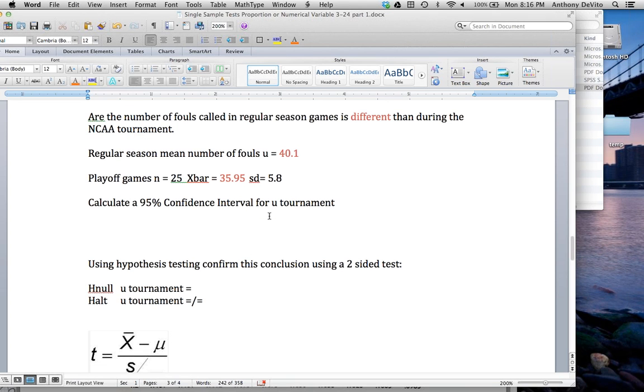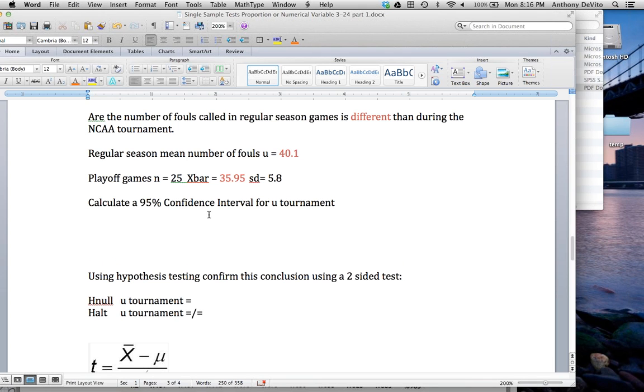Okay, so now I'm going to calculate my 95% confidence interval. How do I calculate my 95% confidence interval? First, I got to calculate my standard error. My standard error is going to be 5.8 divided by the square root of the sample size. Sample size was 25, so it's divided by 5. So my standard error is 1.14, right? That looks right.